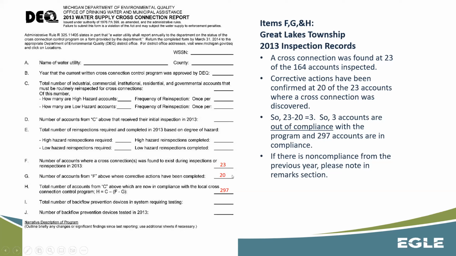That should count both on this line and this line. And then the difference between these being 3 means that we have 3 accounts left out of compliance. So that gives us the 297 number, which is all just this 300 minus 3.